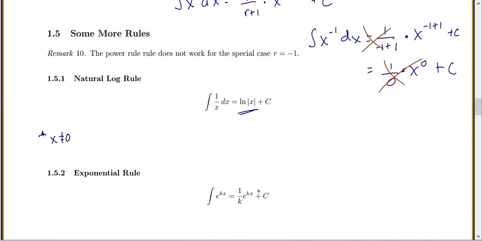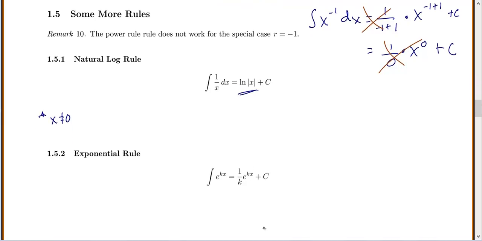Okay. The exponential rule, if you have e to the kx, the integral is just going to be 1 over k e to the kx.